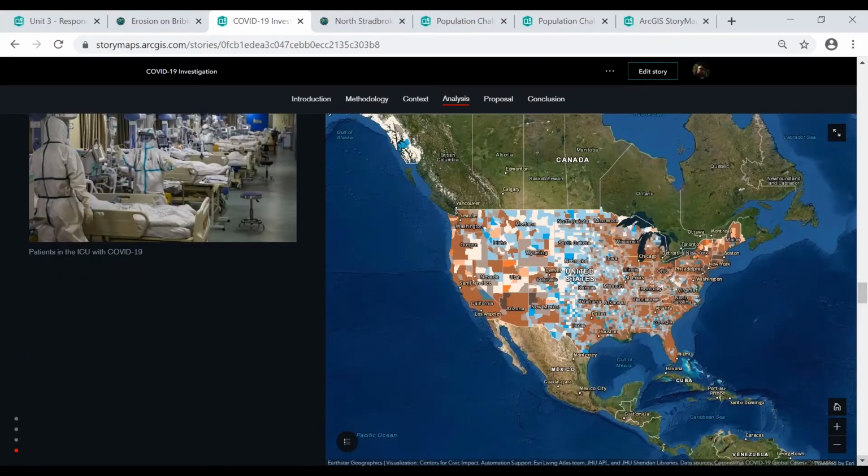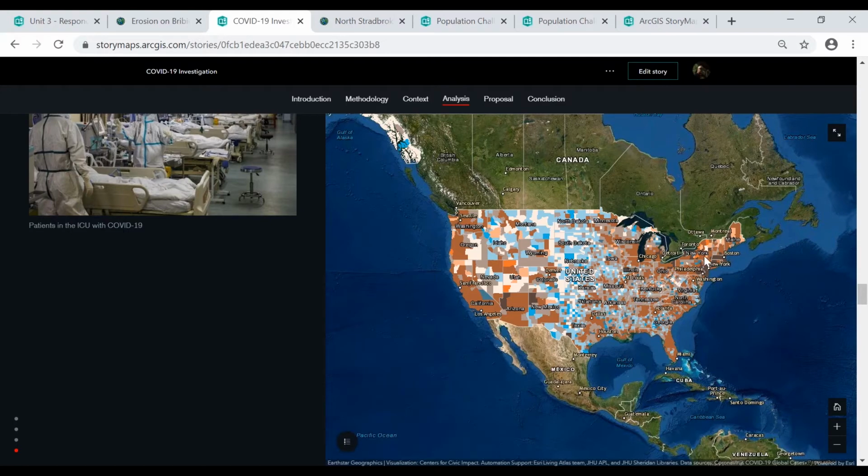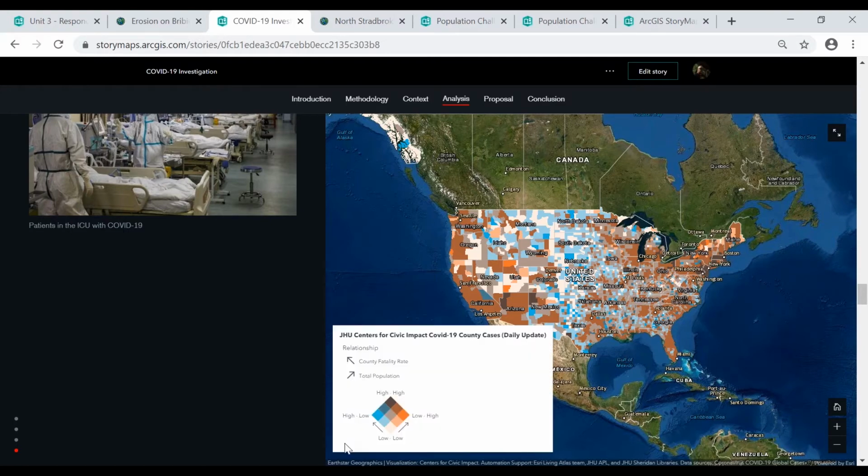So this one's one of my favorites. She's used the relationship legend and created a high-low, and this is county fatality rates versus total population. So she's created a really complex map, which makes marking really quite easy. I can extend that, have a look at it, look at the data.